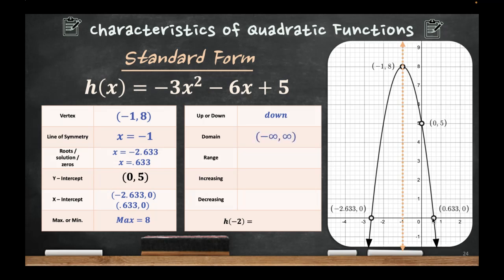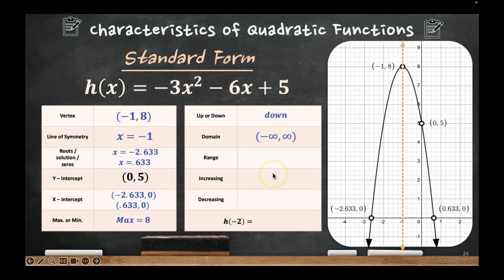Now your domain is how far left and right the graph goes. When quadratic functions are in context, your domain won't be -infinity to +infinity. It'll have limitations to it. But when it's just a function in itself, without a context with it, our domain will be from -infinity to +infinity. That just means it goes to the left forever and to the right forever.